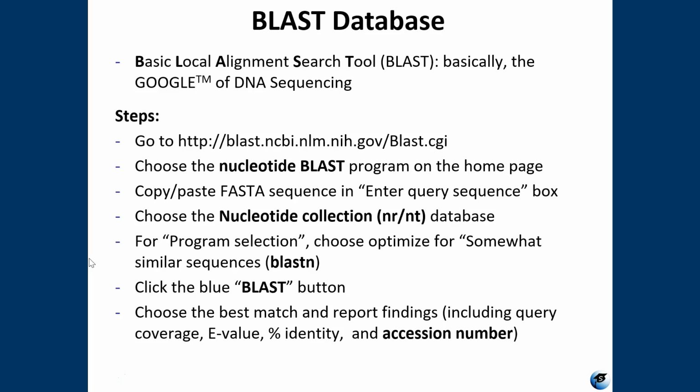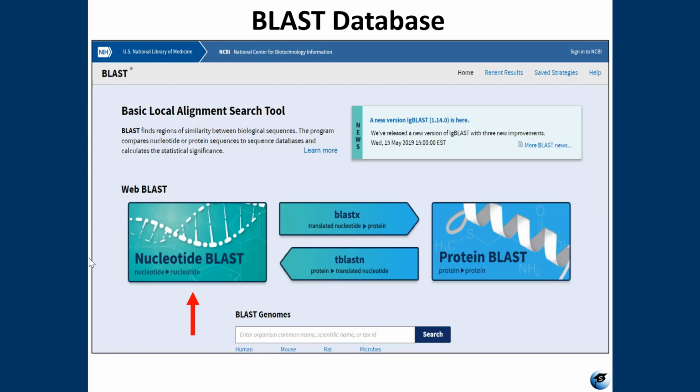You're going to choose the nucleotide collection, the nr/nt database. Where it asks for program selection, you're going to choose the option to optimize for somewhat similar sequences, called blastn. And then you're going to click that blue BLAST button on the bottom. You're going to choose the best match and report your findings. So the findings that you definitely have to report are your query coverage, your e-value, your percent identity, and the accession number. So this is what the website looks like.